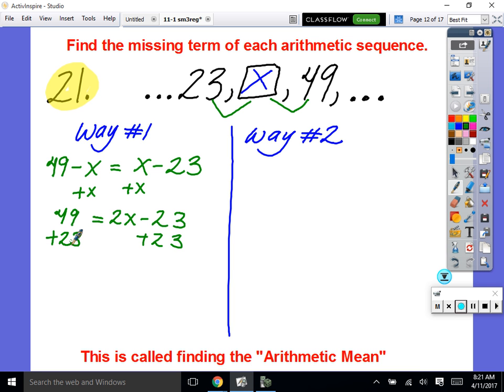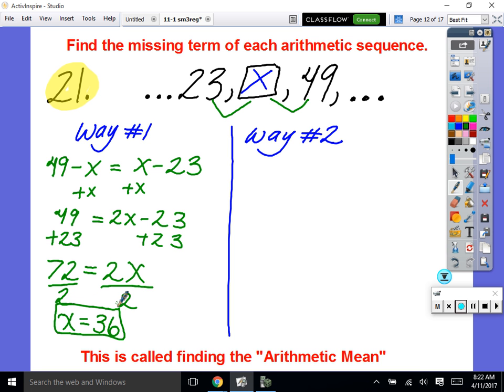So we get 72. So we would add those up and we get 72 is equal to 2x. Now we're trying to solve for x. So we would divide both sides by 2 and x equals 36. Voila, we found x. That's one way of doing it.